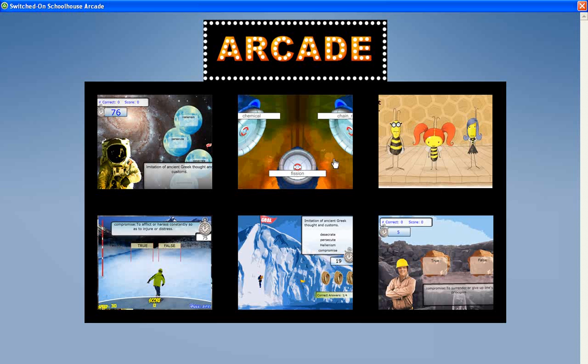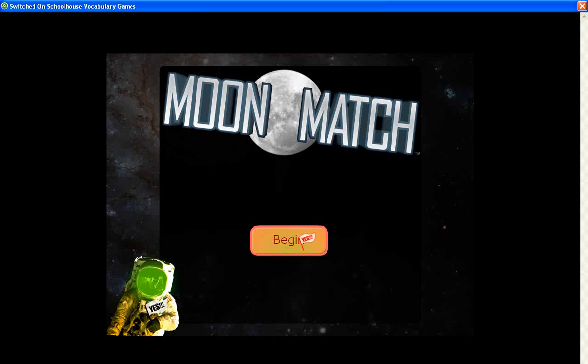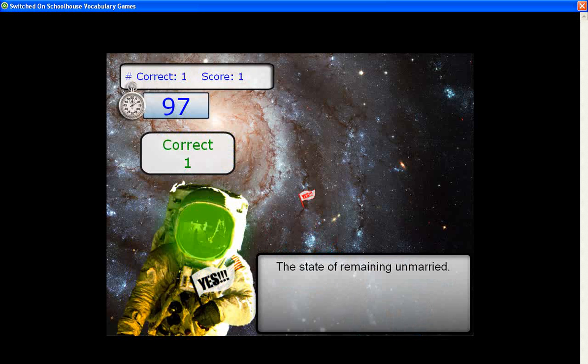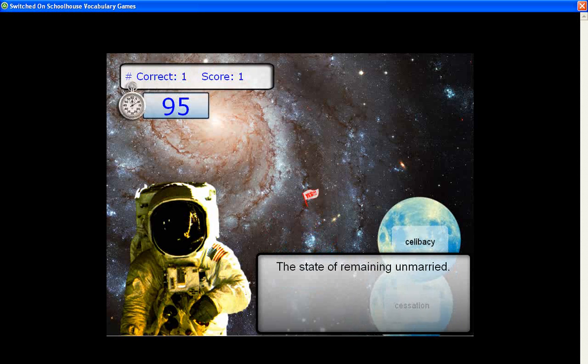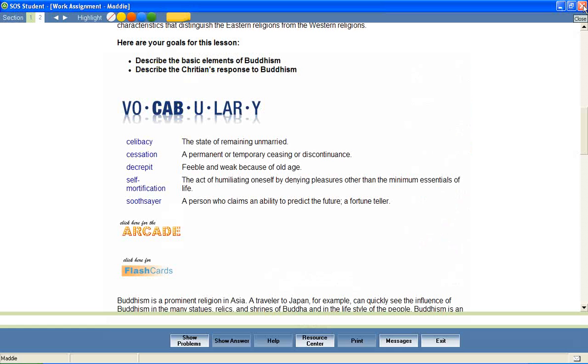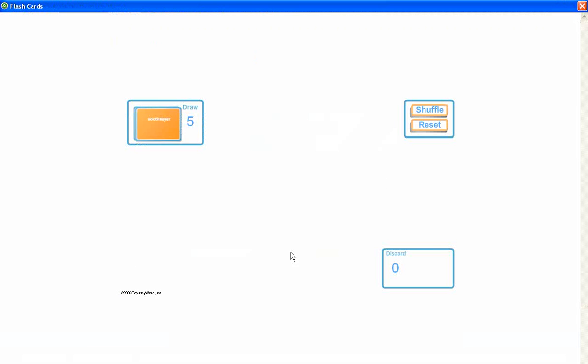In addition, the vocabulary arcade games encourage mastery of the vocabulary words by providing practice in the correct spelling of each word and in matching each word with its definition. Let's look at a sample. Flashcards allow students to easily review the words and their definitions.